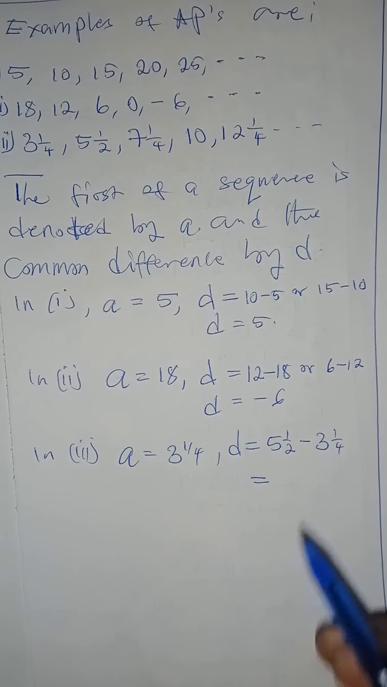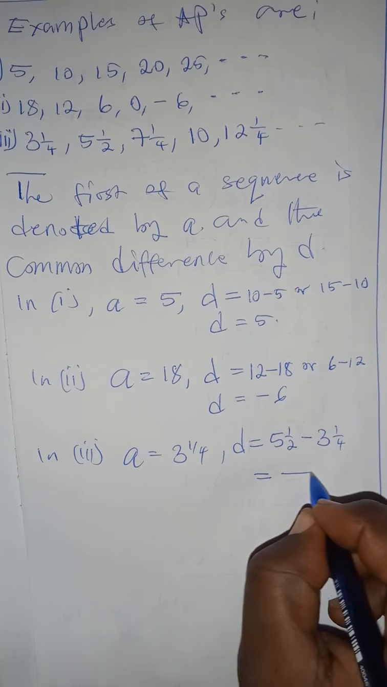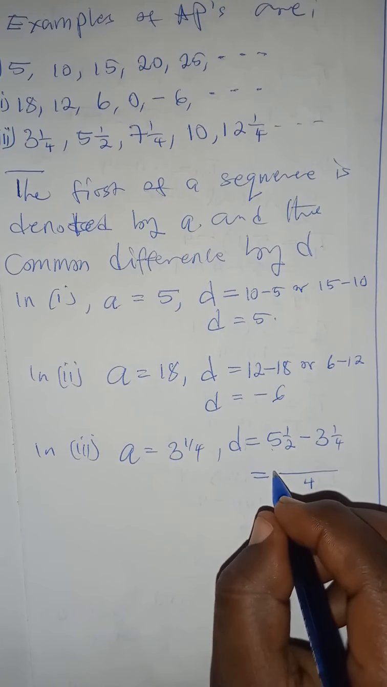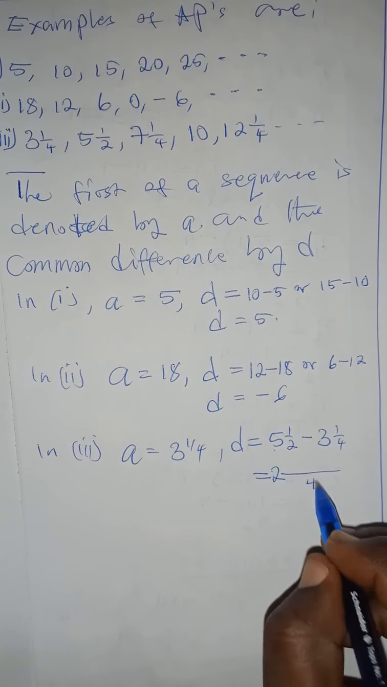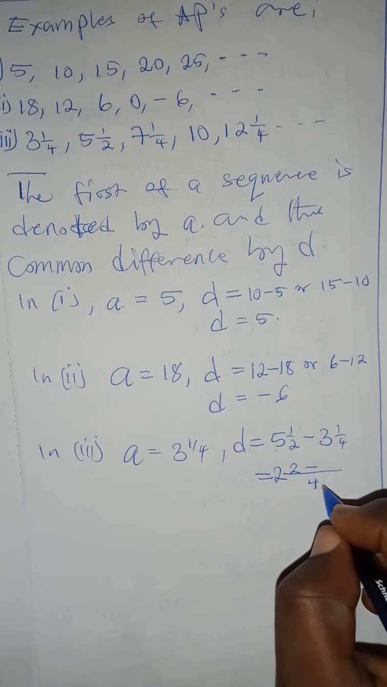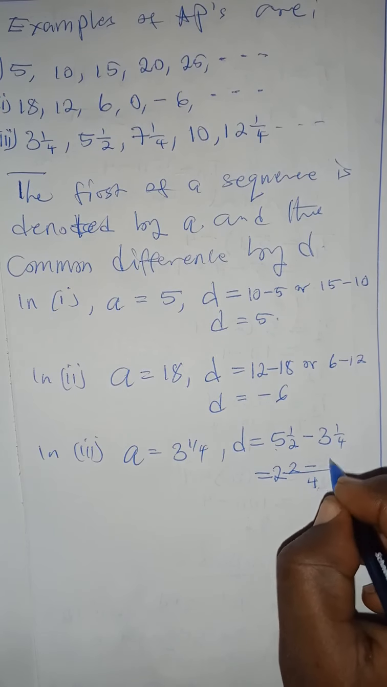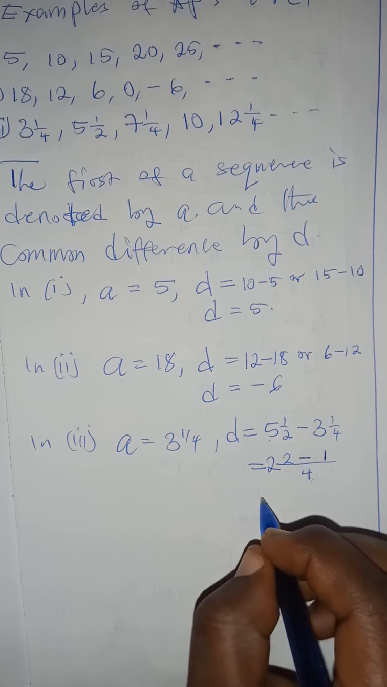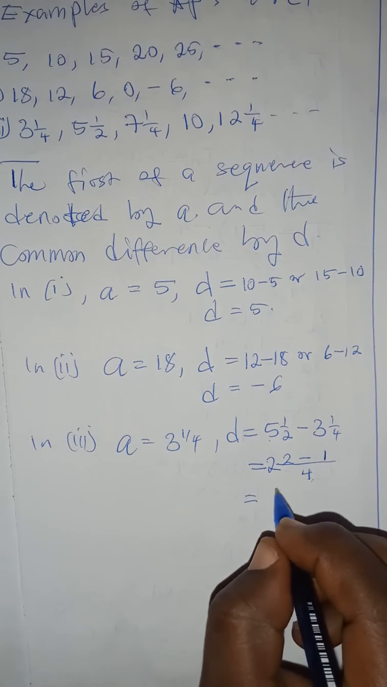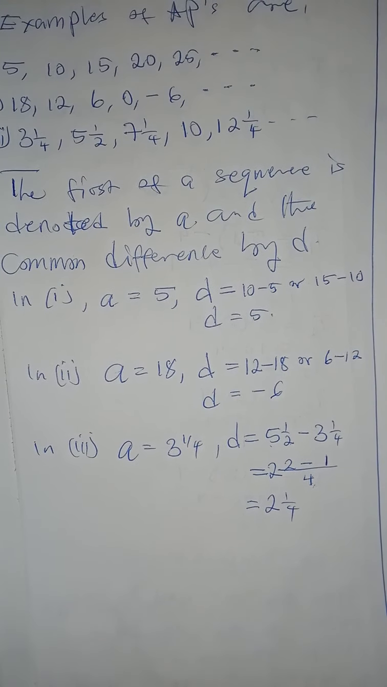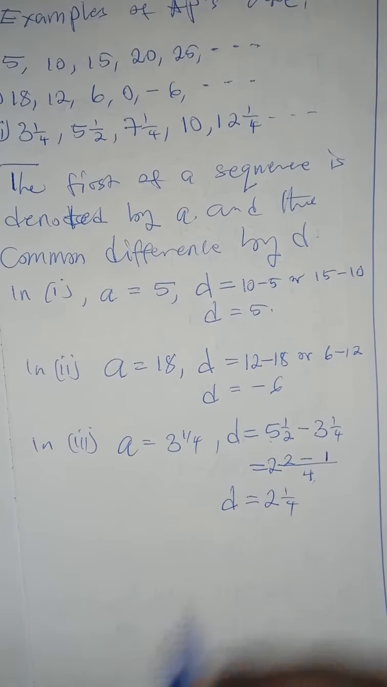So I'm going to have, okay, the LCM here is 4. 5 minus 3 is 2. 2 in 4 is 2 times 1 is 2, minus 4 in 4, 1 times this is 1, right? So I'm going to have 2 whole number 1 over 4. So that is it. That is the common difference, D.